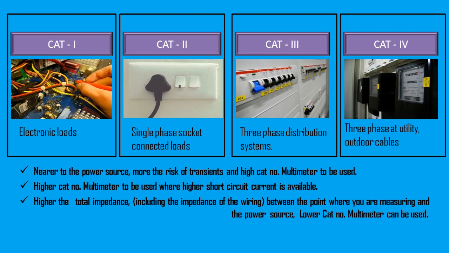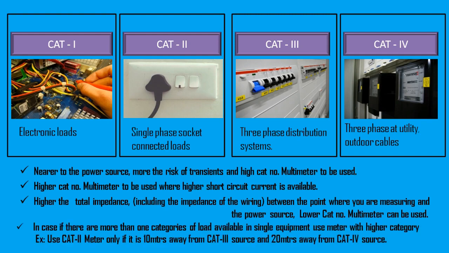Next, in case there is more than one category of load available in a single equipment or in close proximity, use a meter with a higher category. For example, use a CAT 2 multimeter only if it is 10 meters away from the CAT 3 source and 20 meters away from the CAT 4 source. So, following are the testing voltages and source impedances for different categories and for different working voltages, using which these devices are tested to ensure their withstanding capability and are then certified.